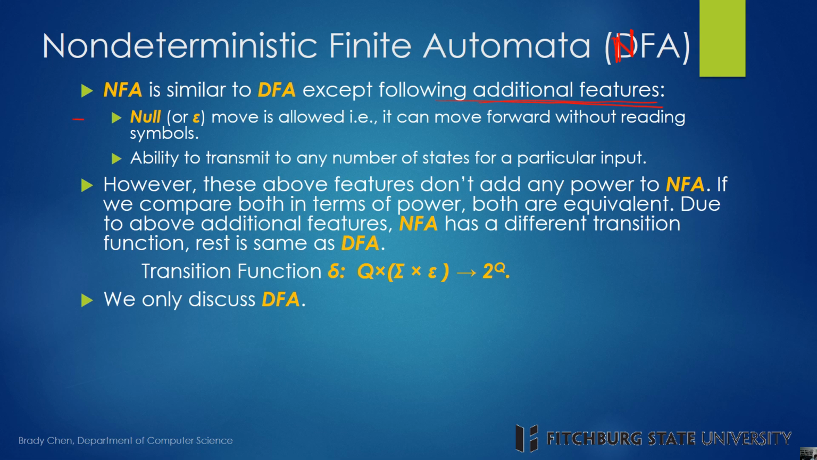Number one, in an NFA, null or epsilon moves are allowed. So that means in the non-deterministic finite automata, it can move forward without reading symbols. That's interesting. So let's suppose we have a current state A. Now A can move to state B without reading any symbol.